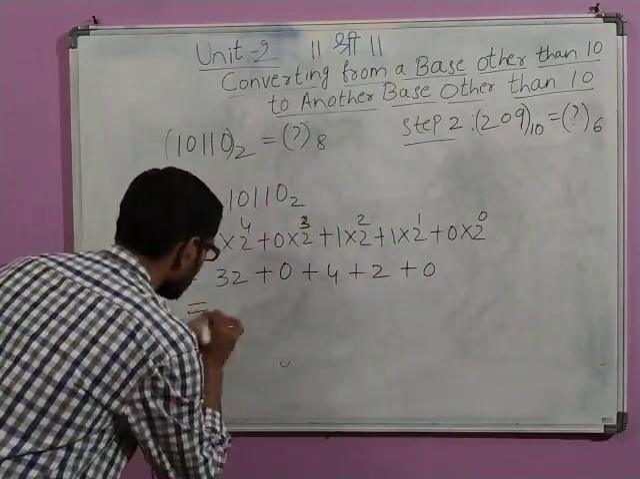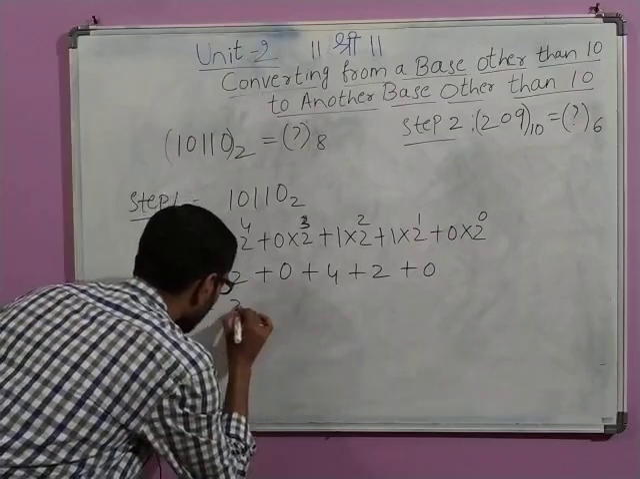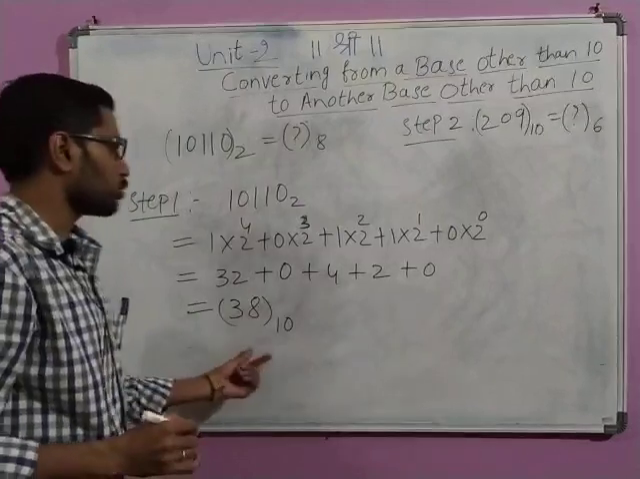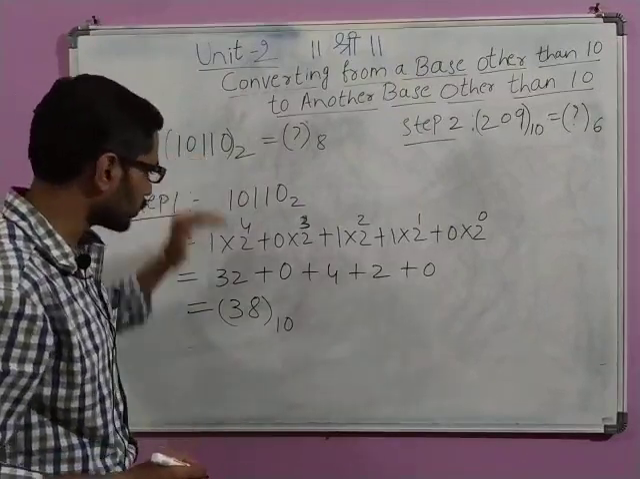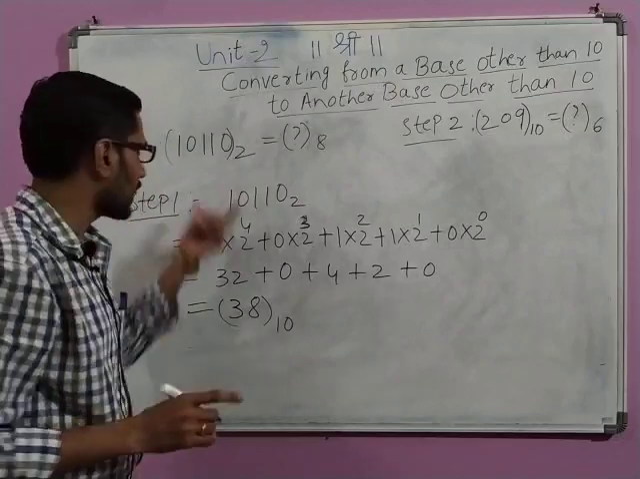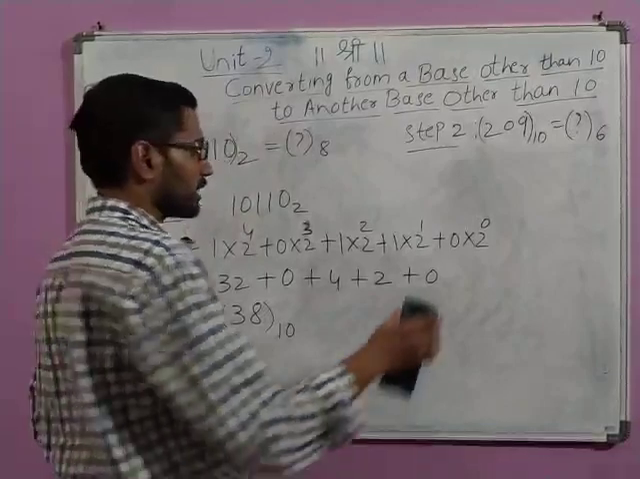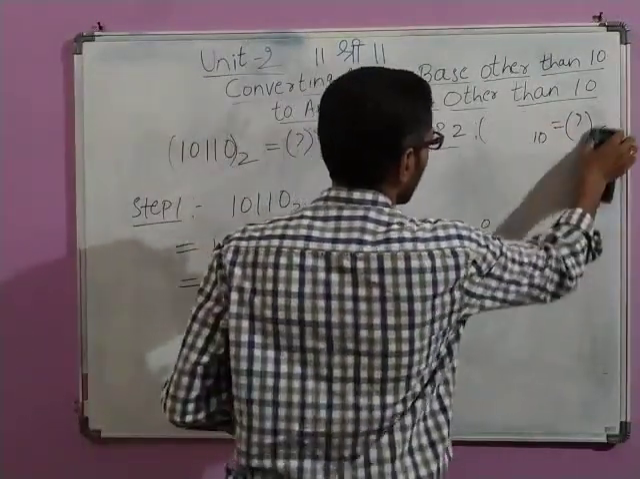So what will this be? 32 plus 4 plus 2. So 36 plus 2, 38 to the base 10. So this is the intermediate result. We converted from binary to decimal. This is the first step. Take the number, convert into decimal, and the result that you get in decimal, you need to take and convert into the required base.